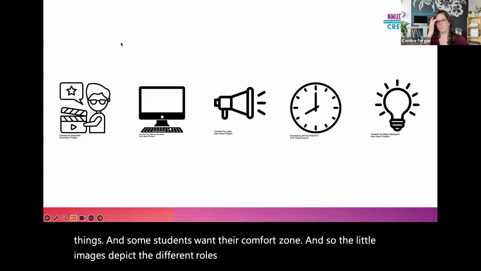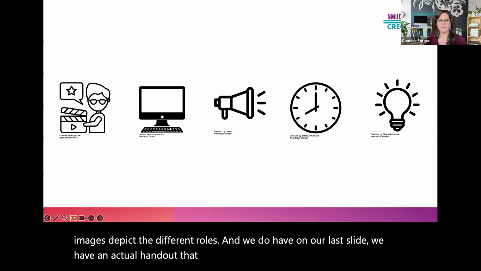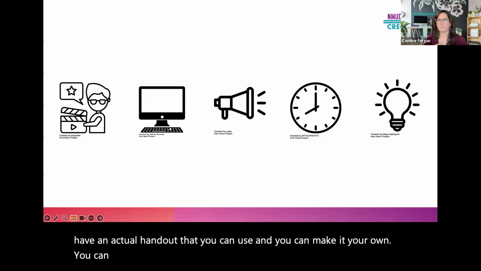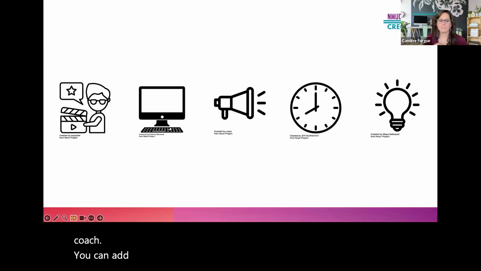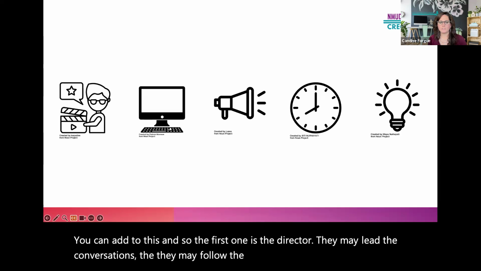And we do have, on our last slide, an actual handout that you can use, and you can make it your own. Knowing your student strengths or the students that you work with or the students that you are helping teachers work with, if you're a coach, you can add to this. And so the first one is the director. They may lead the conversations, they may follow the directions, make sure everyone's learning.